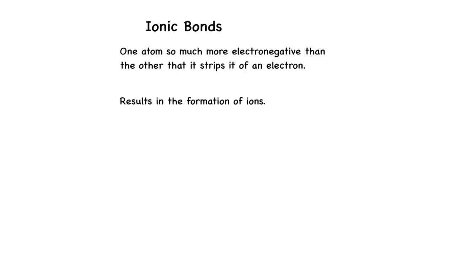In some cases, two atoms that come together are so electronegatively different that the more electronegative atom completely strips the electron away from its partner. This is going to result in the formation of ions, and ions are oppositely charged atoms. We can have two different types of ions: cations, which are positively charged, and anions, which are negatively charged. Because of these opposite charges, cations and anions will attract each other, and this attraction is called an ionic bond.